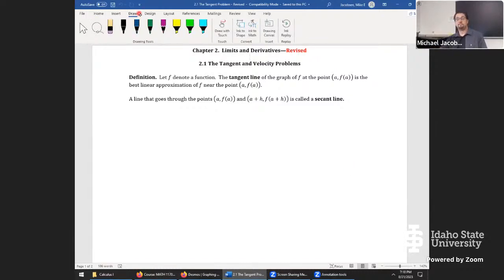So this is our first definition. And definitions, especially in a calculus class, can get technical. Part of our goal in getting through this class is knowing how to actually read the mathematics so we know what it's even saying. So let's read through it and see just what's going on. It says, let f denote a function. The tangent line of the graph of f at the point (a, f(a)) is the best linear approximation of f near the point (a, f(a)). And there's another definition down below for secant line.